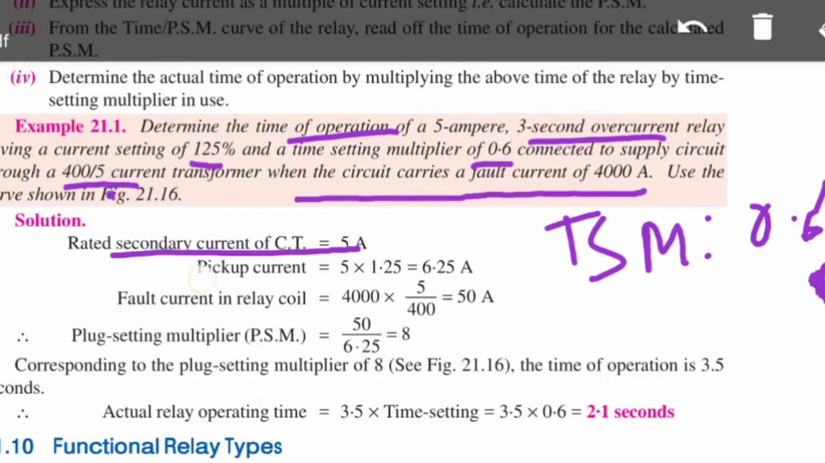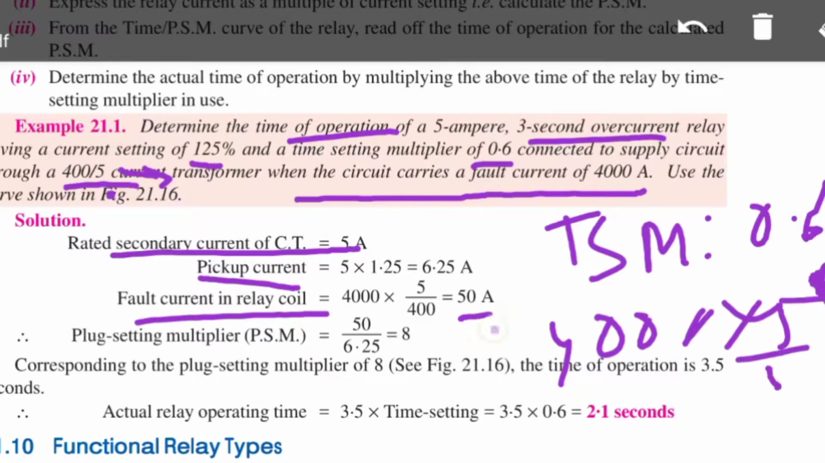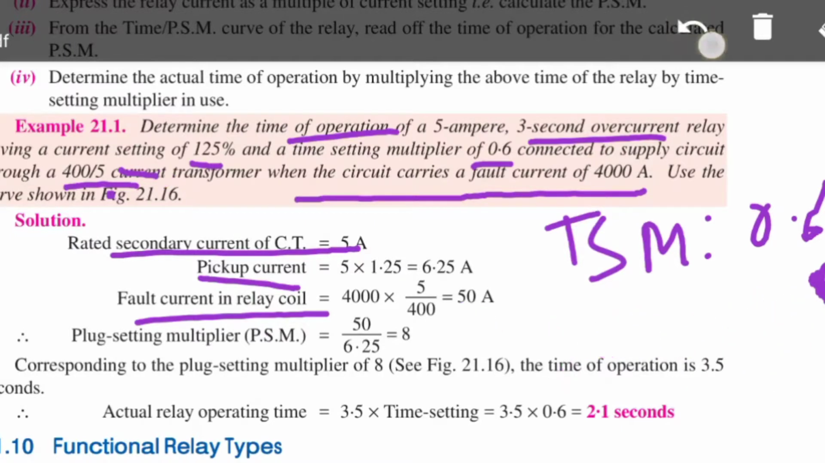First we write the given data. After that, pickup current is given by CT secondary current into plug setting. The current setting is 125%, so 1.25 times 5 gives 6.25 amperes, the pickup current. Fault current in the relay coil is given by 4000 into 5 by 400. That means when the CT primary reaches 400 amperes, the secondary current will be 5 amperes. If the primary is 4000 amperes, the secondary current will be 50 amperes. Simply 4000 into 5 by 400 gives 50 amperes.